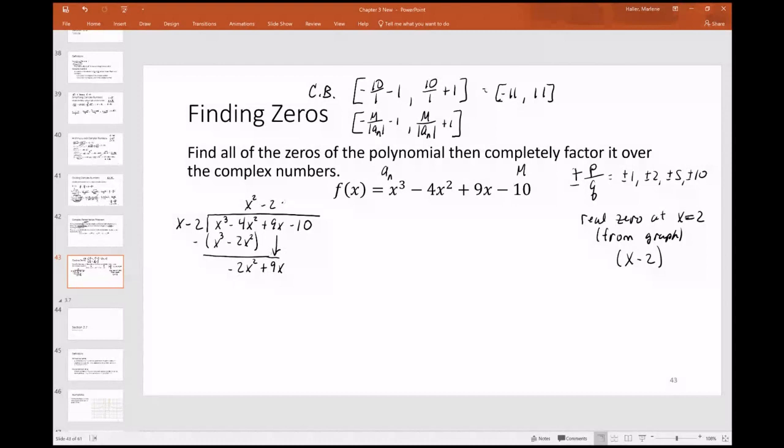x goes into negative 2x squared negative 2x times, so we'll put that negative 2x up there. We'll multiply it back out. Negative 2x times negative 2 is positive 4x. Now we'll subtract that out, and we're left with 5x. We'll bring down that negative 10, and x goes into 5x positive 5 times. When we multiply that out and subtract it, as expected, we see that there is a remainder of 0.